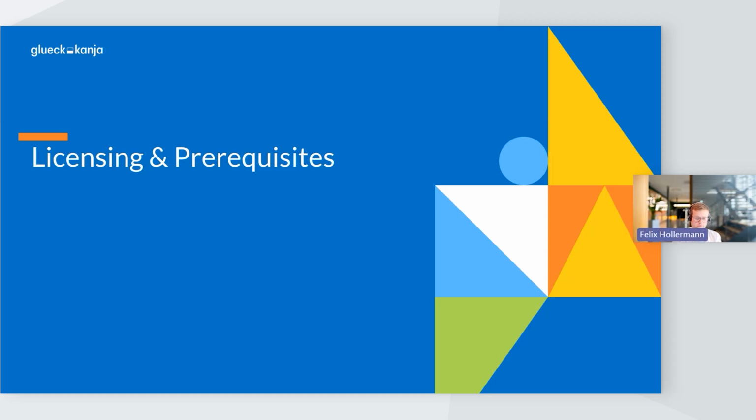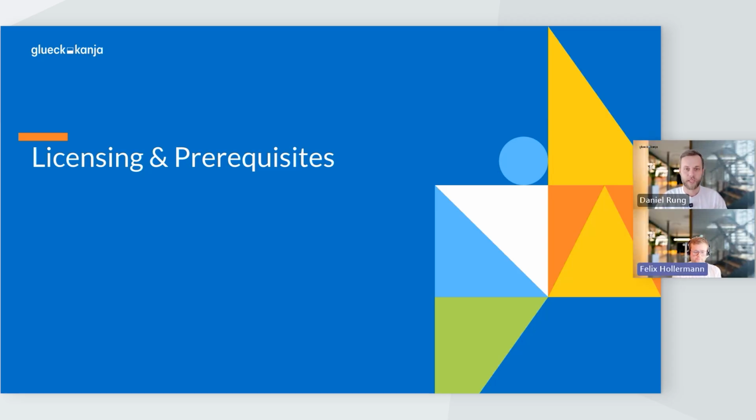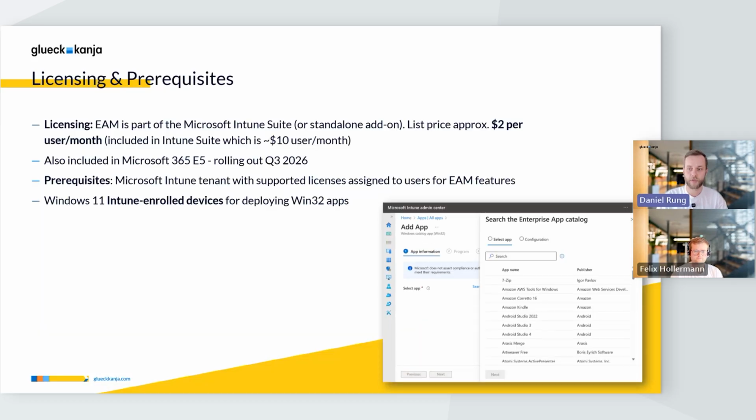Daniel, something about licensing and prerequisites. Let's start with the licensing. Any user who gets an application installed through ERM needs to be licensed. So the user needs either an Intune Suite license or an add-on license for ERM. And from the third quarter of 2026, ERM will also be integrated into the M365 E5. So this maybe makes the decision a lot easier.